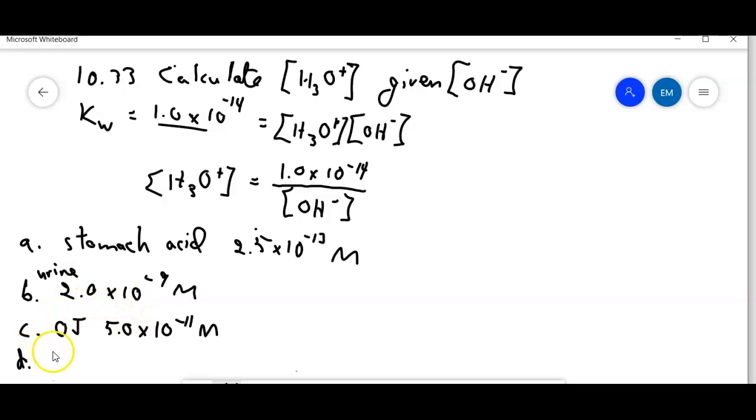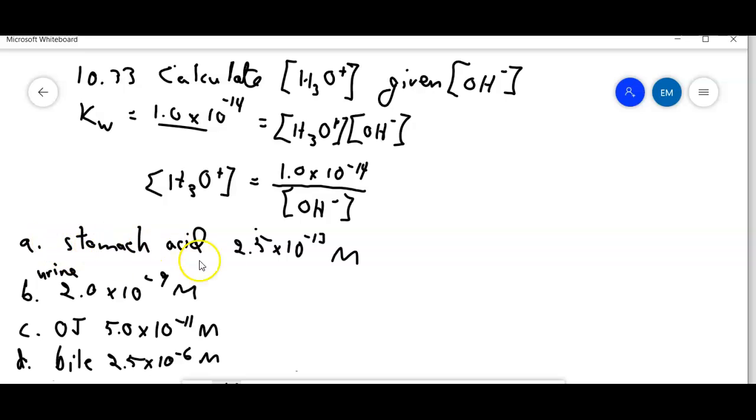And then orange juice, 5 times 10 to the minus 11. Okay. And bile. He said pancreatic juice. Okay, I was looking at the wrong one. 2.5 times 10 to the minus 6 molar. You always have to pay attention to what you're doing. It's easy to lose sight of what you're doing and keep track of things, and you saw me lose track of that. But now we should be correct.